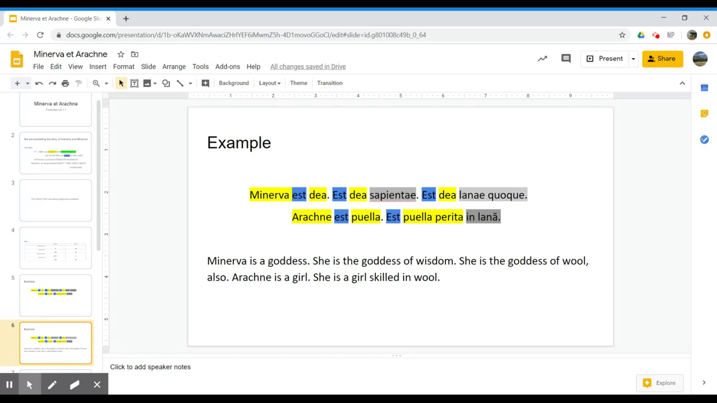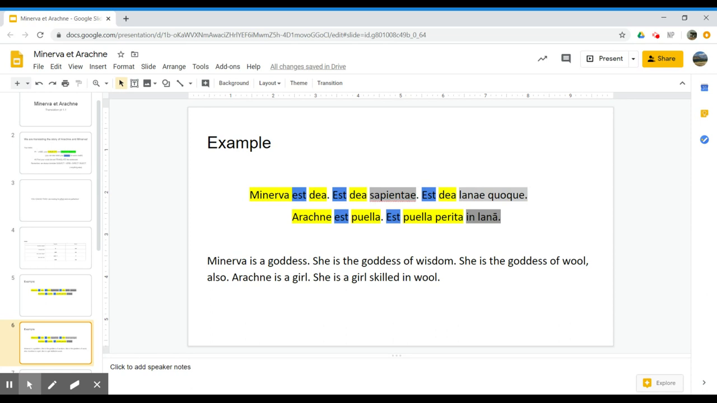The next sentence starts the same way. Est Dea lanai quoque. She is the goddess of wool also. That word quoque means also. And you can see that I'm going to translate my subject and my verb, and then I'm going to get around to everything else in the sentence, right? The important stuff first.